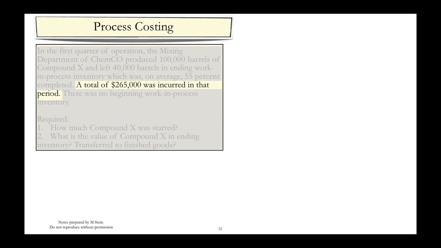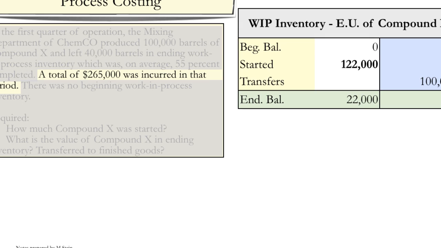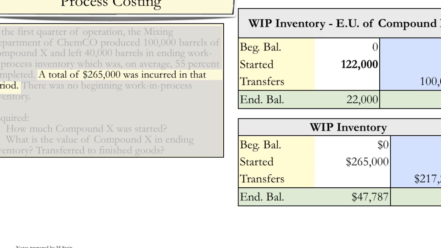Finally, we tackle the cost allocation issue. Essentially, we allocate the $265,000 in costs evenly across the 122,000 equivalent units that were added. This implies that each equivalent unit, i.e. each completed barrel, of compound X has a cost of $2.172. This unit cost is used to value ending inventory and also cost of goods manufactured.